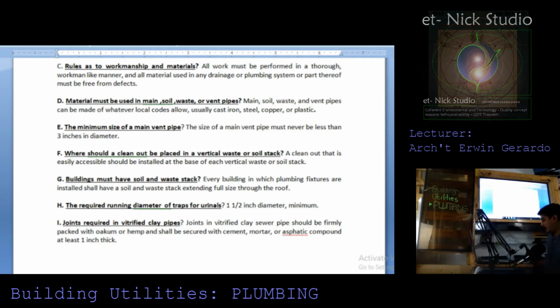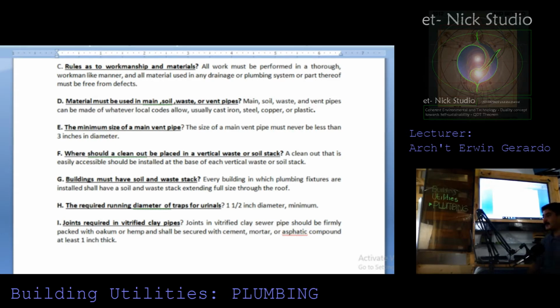Rules as to workmanship and materials. All work must be performed in a thorough, workman-like manner, and all material used in any drainage or plumbing system or part thereof must be free from defects.